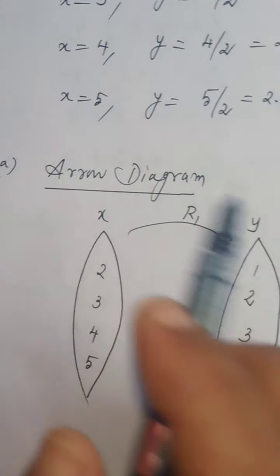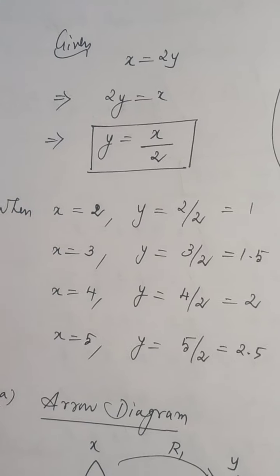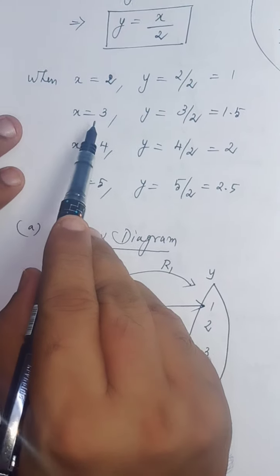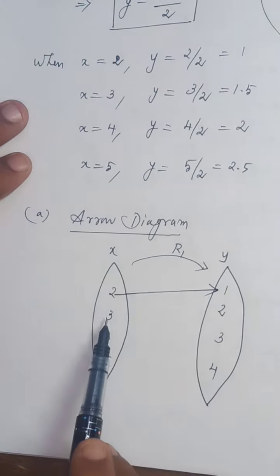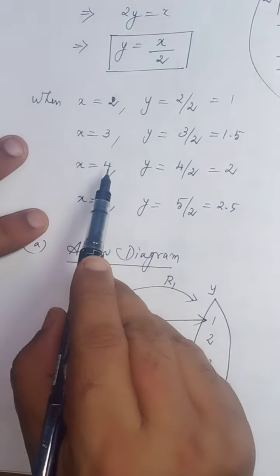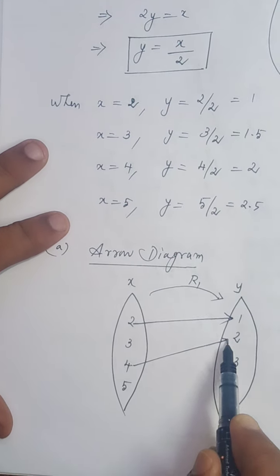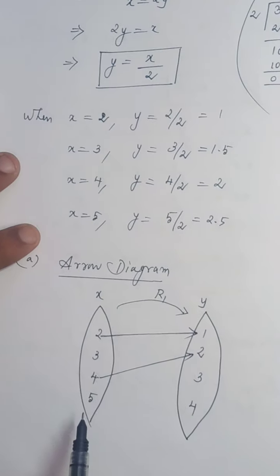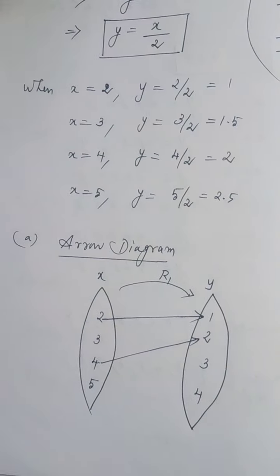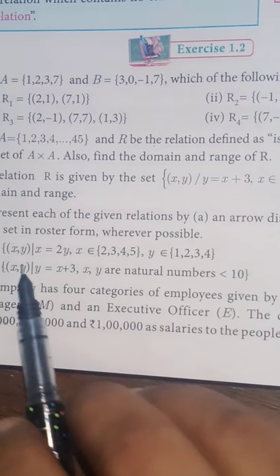Now we have to relate. 2 is related to 1. Now 3 is related to 1.5, but there is no 1.5 over here, so leave it. 4 is related to 2, and 5 is related to 2.5. 5 is here, but there is no 2.5 over here. That's all. Arrow diagram is over. Next one, graph. Third one, roster form.